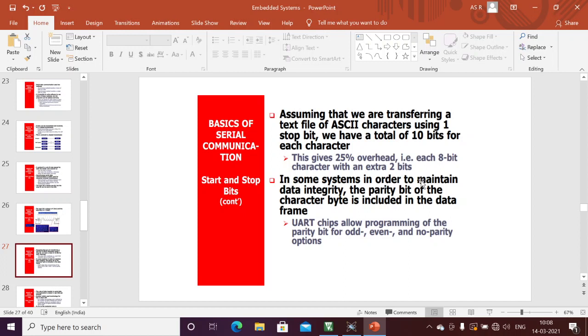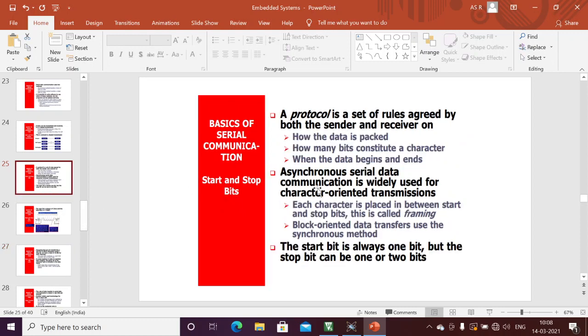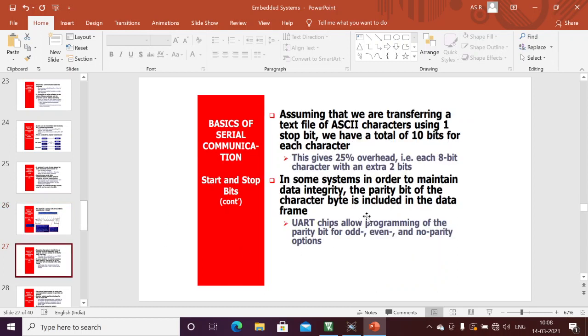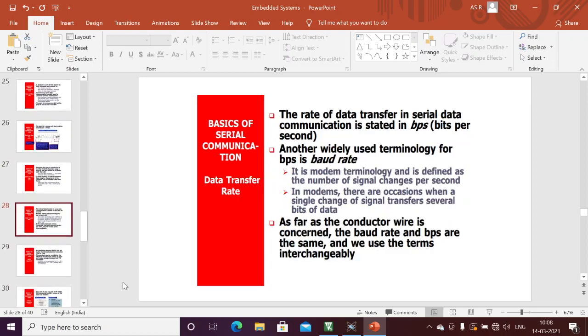In some systems, in order to maintain data integrity, the parity of the character is included in the data frame. Our data frame so far is 10 bits. If I add the parity as one more bit, then we consider it a total of 11 bits. The UART chip allows programming of the parity bit as odd, even, or no parity. So in some UART communication we might use parity, for a total of 11 bits.